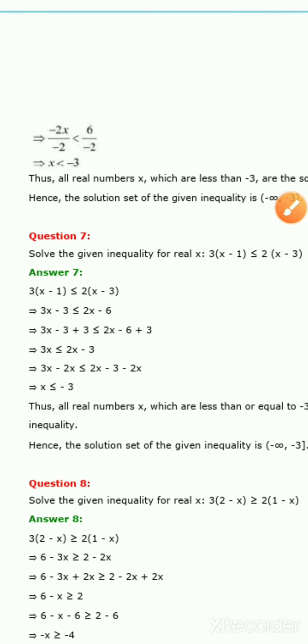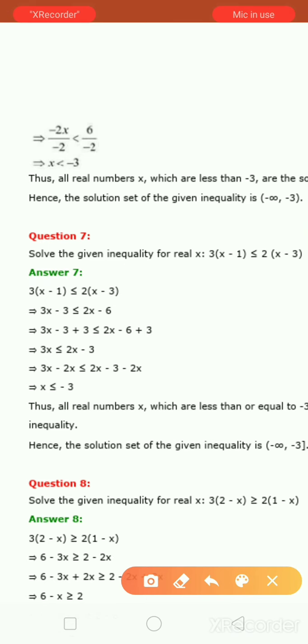Next, question number 8. Same thing, simplify the bracket here. Solve the given inequality for real x such that 3 of 2 minus x is greater than or equals 2 of 1 minus x. The first step here is to simplify the bracket. So 3 twos are 6, minus 3x is greater than or equals 2 minus 2x.